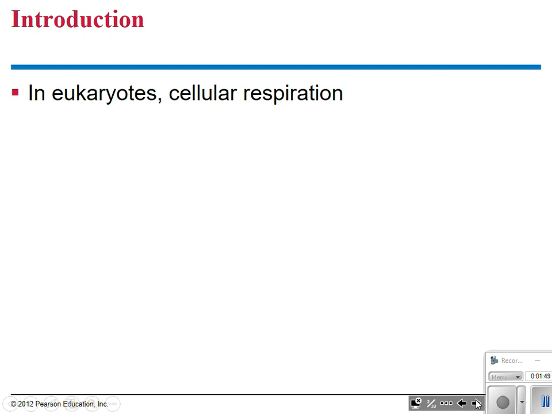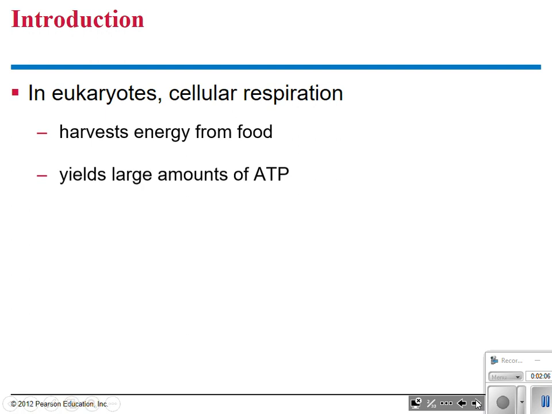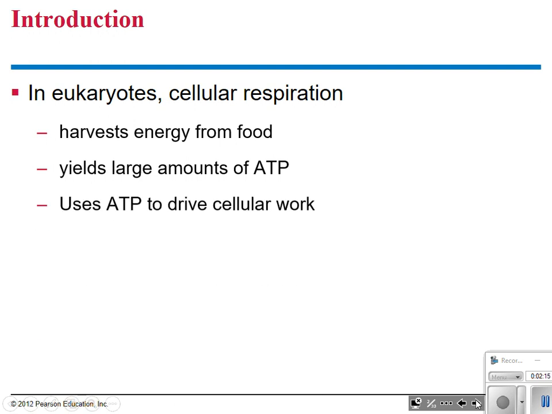Now, in eukaryotes, cellular respiration harvests energy from food. It yields large amounts of ATP, and it uses ATP to drive cellular work. Here's that ATP.